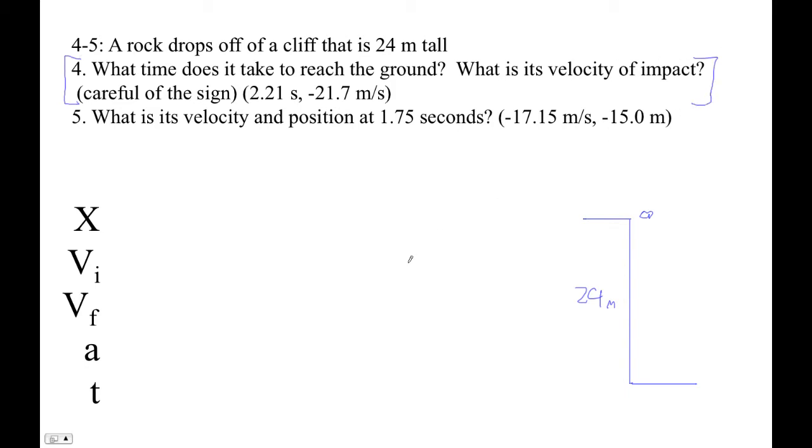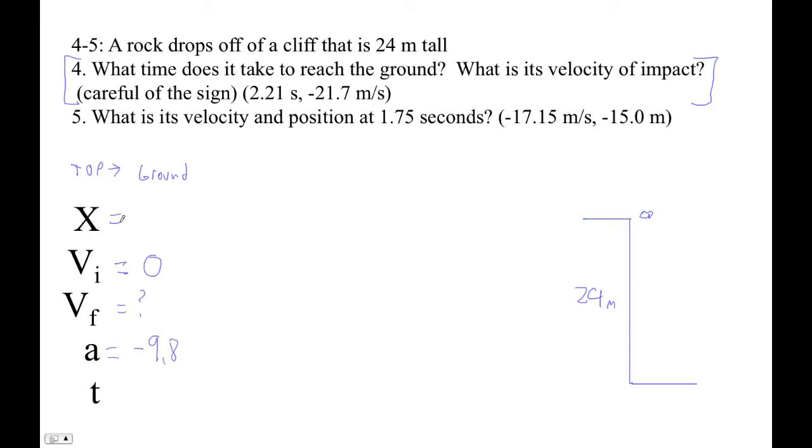So let's go from the top to the ground, right? And then it's kind of fun. We're starting at the top from rest, right? So now our initial velocity is 0. Our final is we don't know. Our acceleration is negative 9.8.